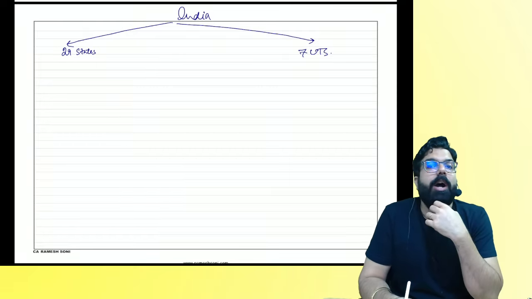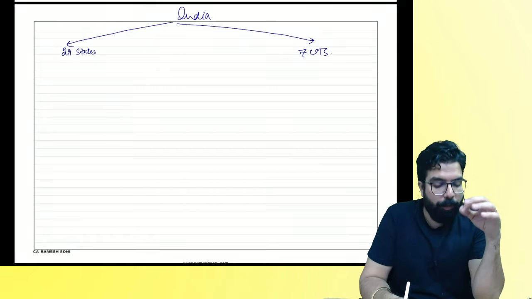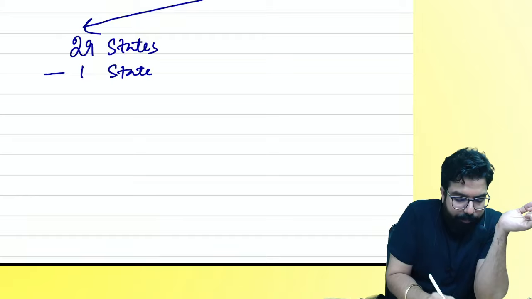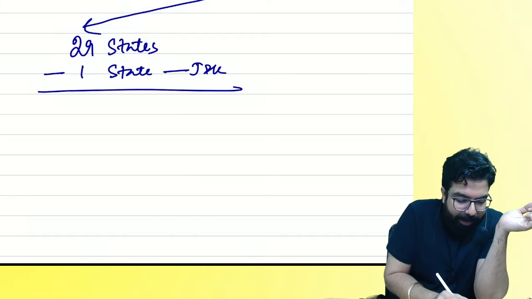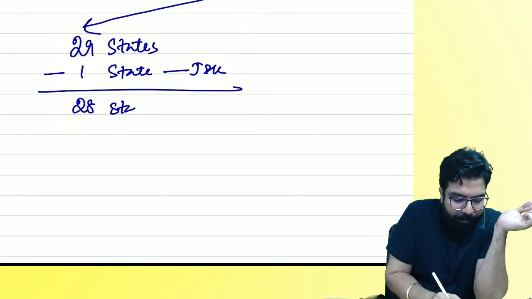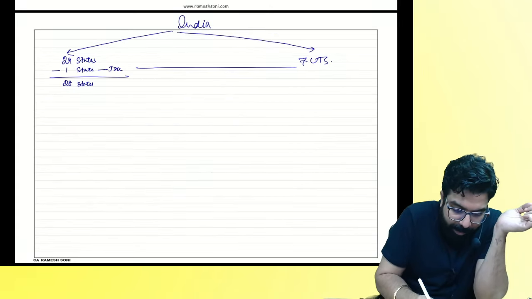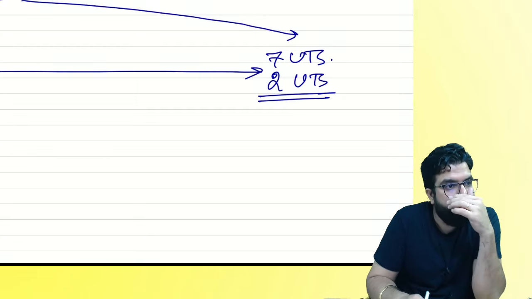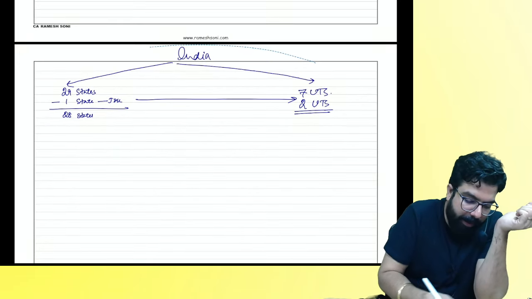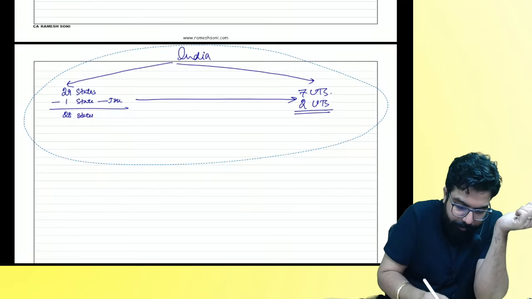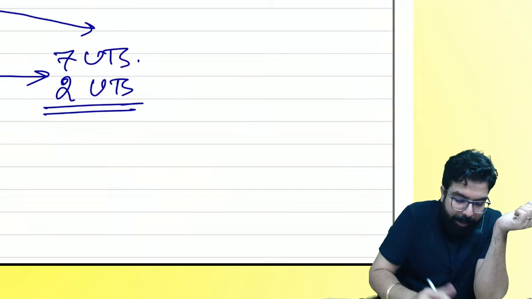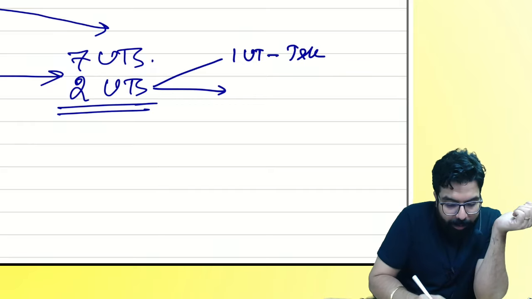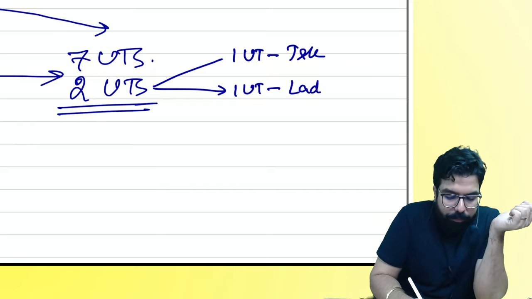Listen carefully, everyone. How many states did we have, and how many UTs? Out of this, one state, Jammu and Kashmir, was deleted as a state. How many states remain? And can you tell me Jammu and Kashmir became how many UTs? 2 Union Territories. Do you guys agree with me? What are the 2 Union Territories? One was the Union Territory of Jammu and Kashmir, and one was the Union Territory of Ladakh.